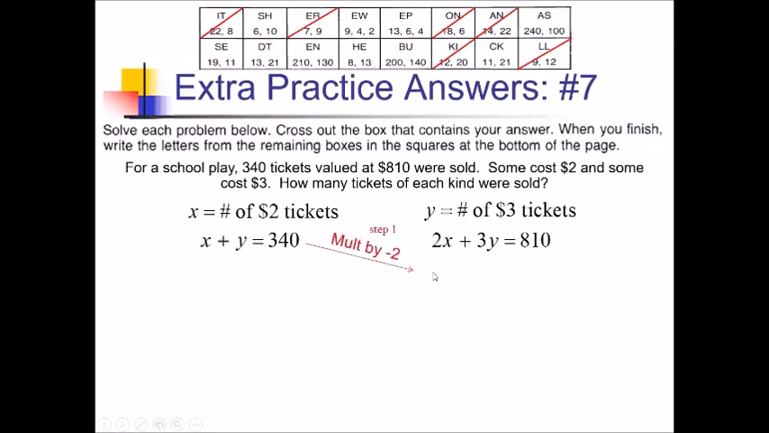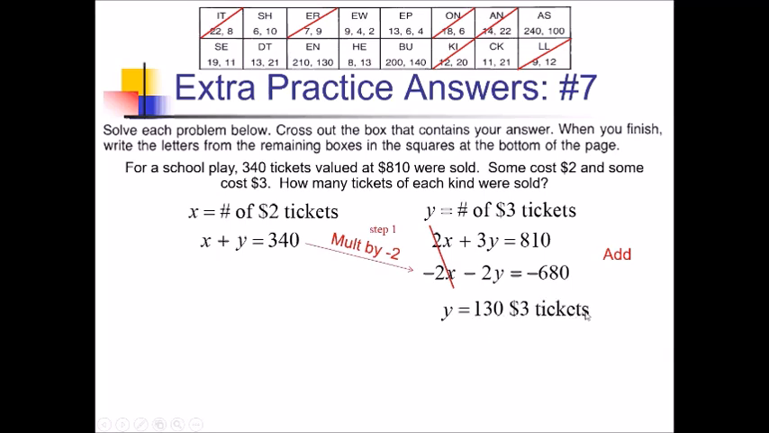That'll give me a negative 2x that I know is going to cancel this 2x. And then negative 2 times y, negative 2y. And then negative 2 times 340, negative 680. Adding these together, the x's are canceling. We've got 3y plus negative 2y is just y. And then 810 plus negative 680 is 130. So that's the number of $3 tickets.